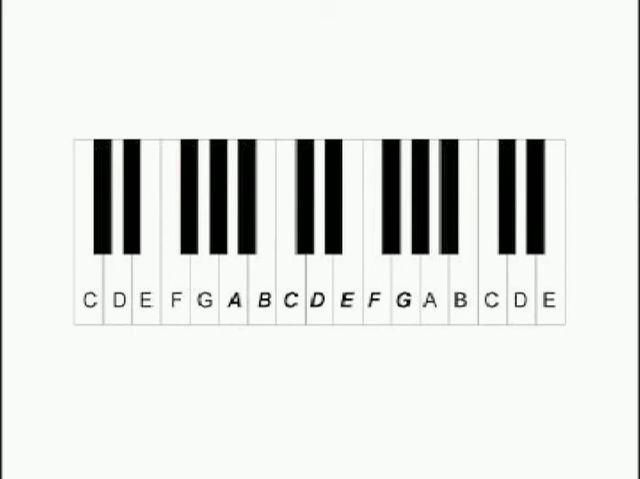Now take this opportunity to pause the video and do the same with the other 6 letters of the alphabet on the keyboard. Find all of the B's, then find all of the C's, then find the D's and the E's and the F's and the G's. Then try to find them in a random order. And when you've got a good idea of where all the notes are on the keyboard, then we can start again.